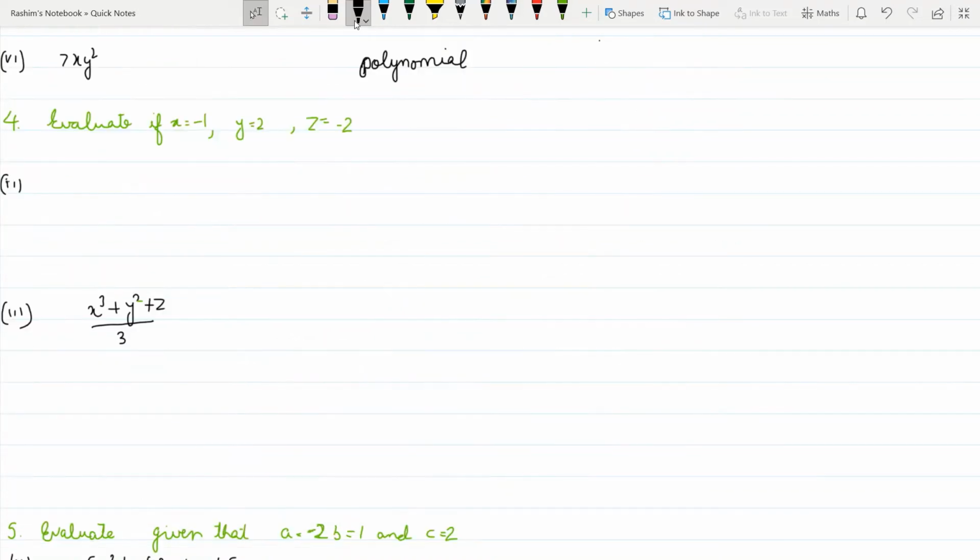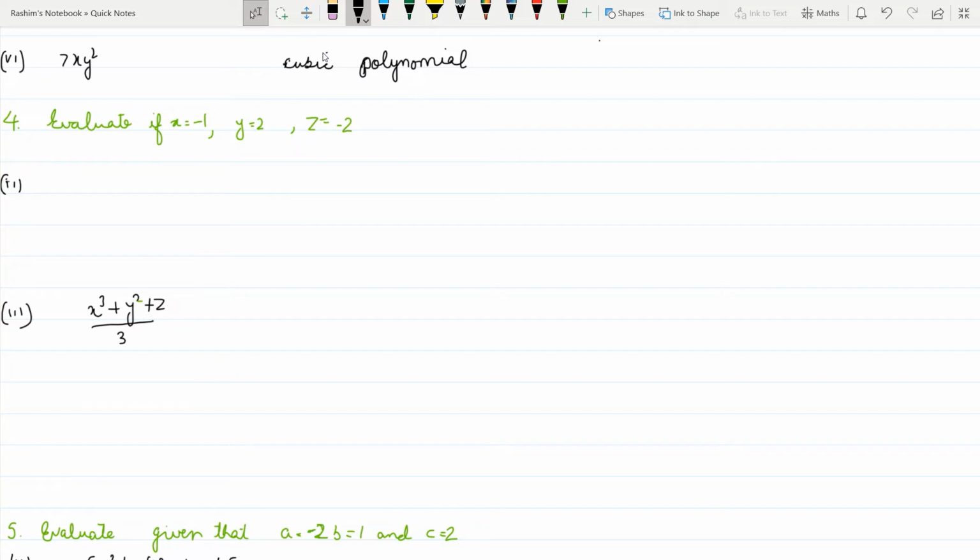And the sixth part is 7xy square. Here x has power 1, y has power 2. It means the total power is 3. So power 3 means this is a cubic polynomial. So I will write it as a cubic polynomial.